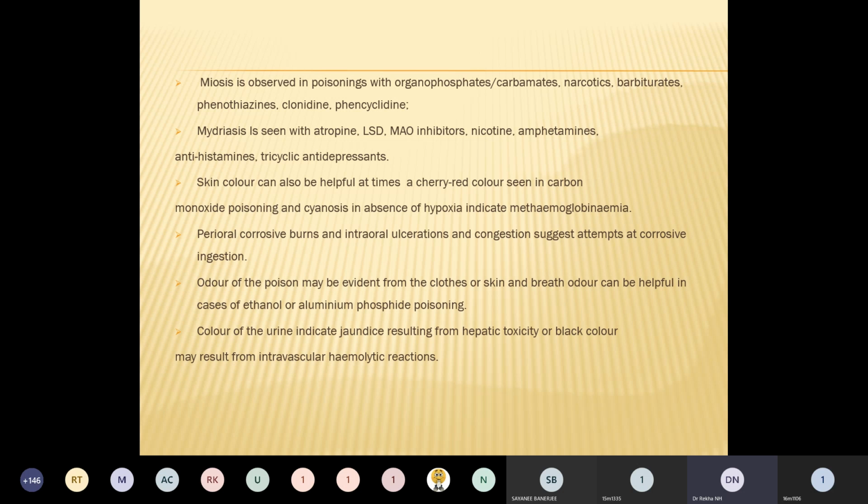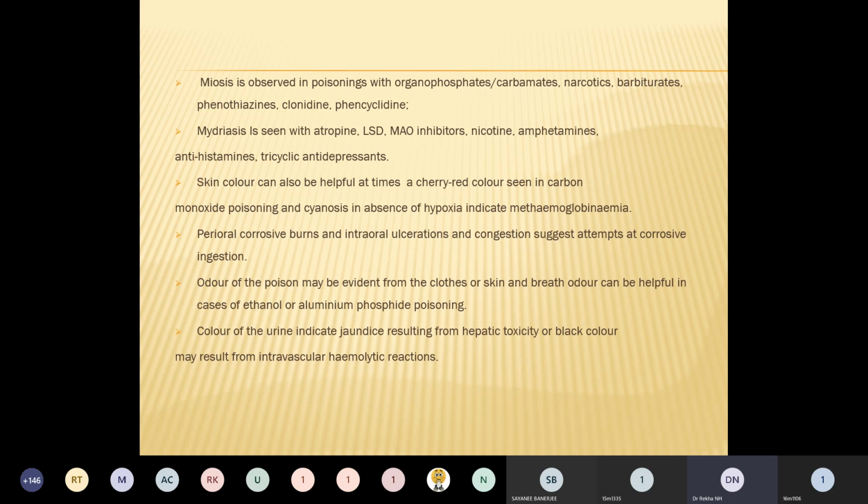Apart from the pupils, another clue to the diagnosis is skin color. Skin color is helpful at times, like the cherry red color seen in carbon monoxide poisoning. Cyanosis in the absence of hypoxia can be methemoglobinemia, and the presence of perioral corrosive burns, intraoral ulcerations and congestion suggests an attempt at corrosive ingestion. The odor of the poison, most evident from the clothes, skin or breath, is helpful in cases of ethanol, aluminum phosphide and organophosphorus poisoning.